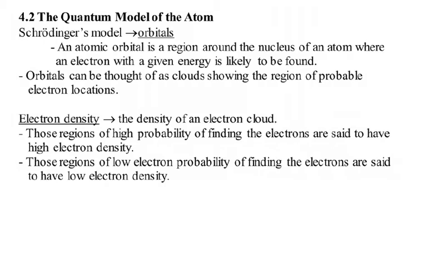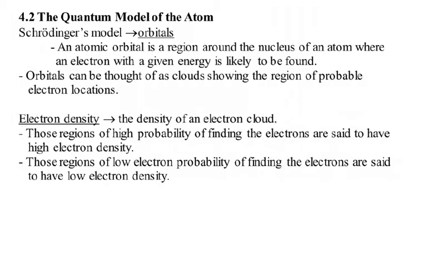So, a second and more modern model is known as the quantum mechanical model of the atom. Erwin Schrödinger proposed that electrons do not travel in orbits. Instead, they travel in something called orbitals. So let's look at what an orbital is.